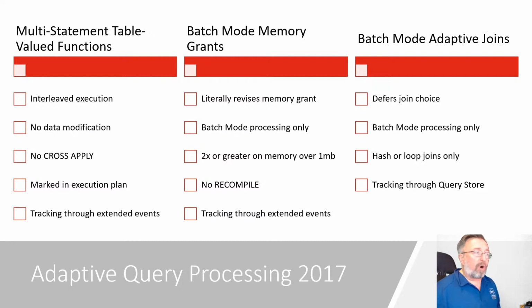That's the second part of the adaptive query processing introduced in 2017. And that is batch mode memory grants. And this one's pretty cool because if you're doing a batch mode process, and we talked about what batch mode was in the session on execution plans, the second class on execution plans. Batch mode, I'll give you a quick rehash.